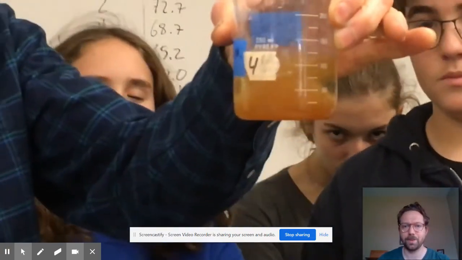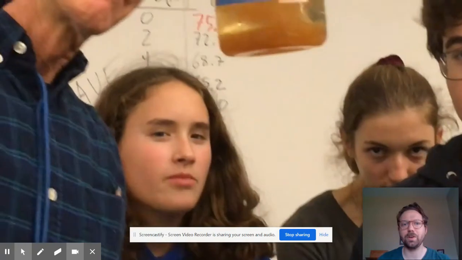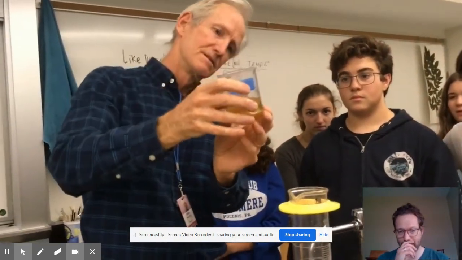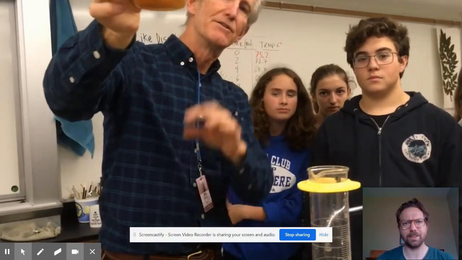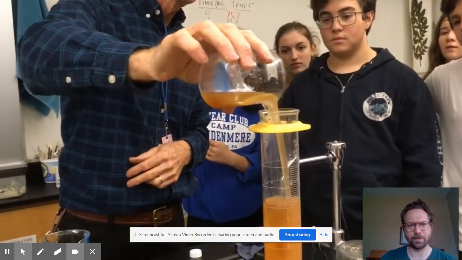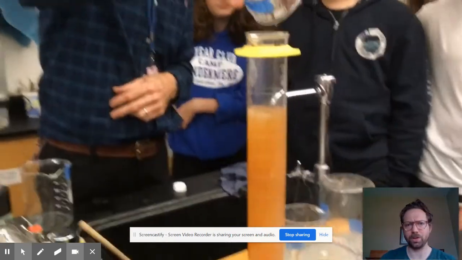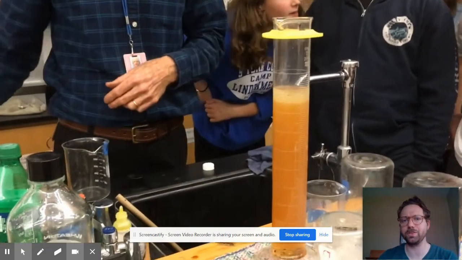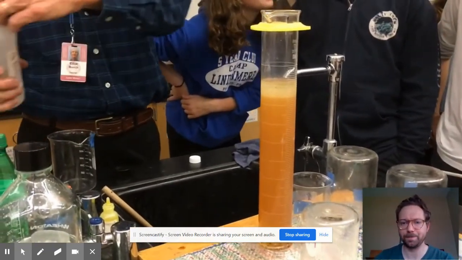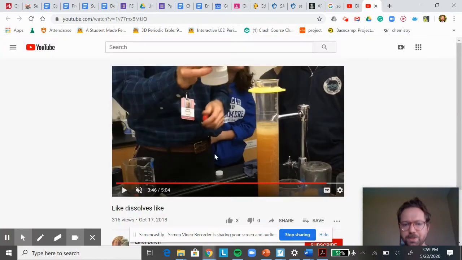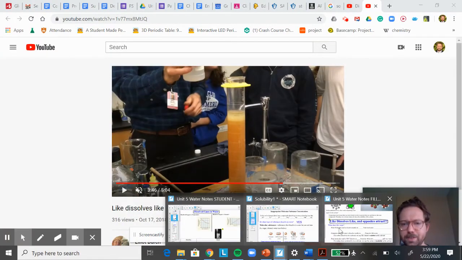Okay. This is, for example, a type of liquid that is an acid, and this does not dissolve in the polar Coke. It dissolved in the oil, actually. As we can see there, the oil is already starting to separate. So again, this is just an example, several examples of like dissolves like.